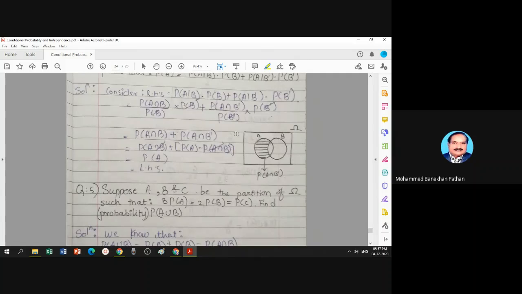Let us look at the Venn diagram. I have a complete square as omega. There are two circles, A and the other is B. I want A common with B dash. So this is my A common with B dash. Plus A common B, that means this area. So this plus this shaded part is nothing but A, by using a Venn diagram.